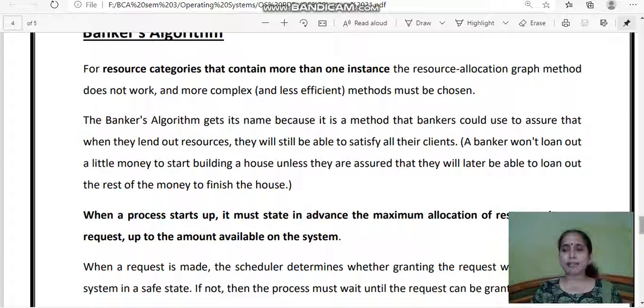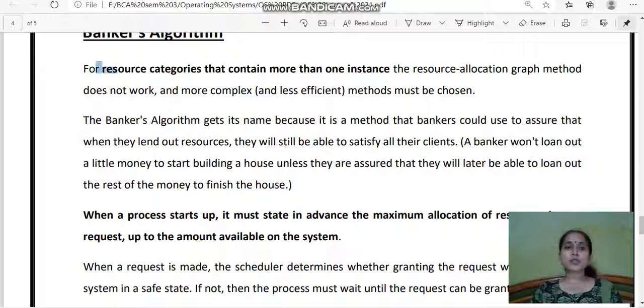We'll quickly have a look to it, and don't forget, in your lab assignment sheet, you were supposed to make a program in C on Banker's algorithm, right? So you can make this program only once you have understood the working of this algorithm. So just pay attention to it.